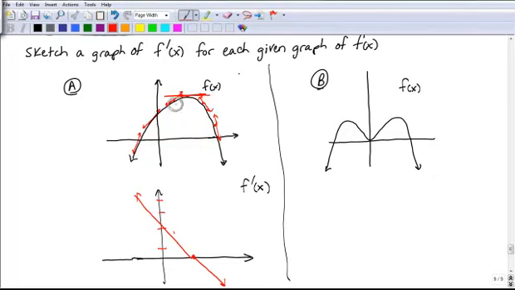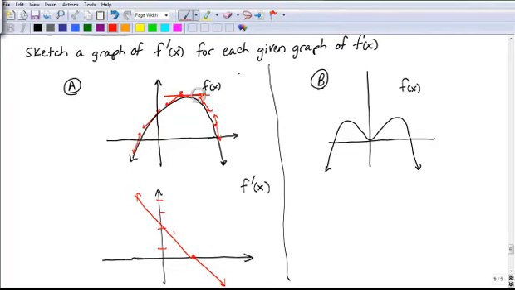As I move further to the left on f of x, that slope is still positive, but it's almost 0. As I move further to the left on the derivative there, the slope is still positive, but it's almost 0. The y value is still positive, but it's almost 0. Notice the slope matches the y value. Big positive slope, big positive y value. Smaller positive slope, smaller positive y value.